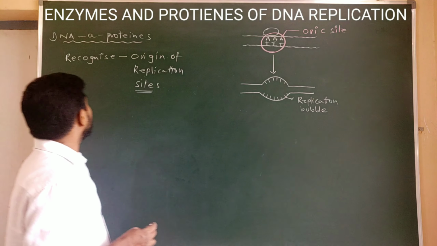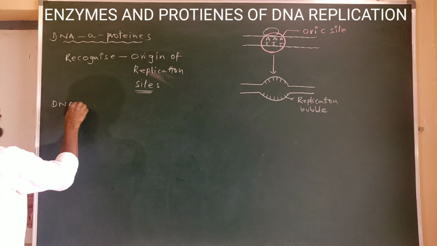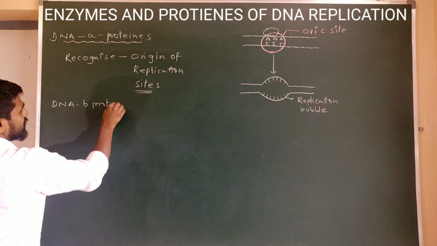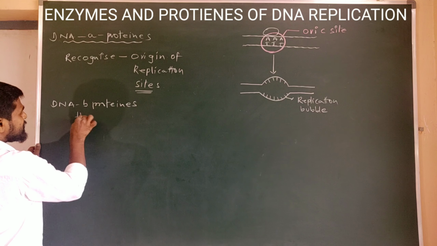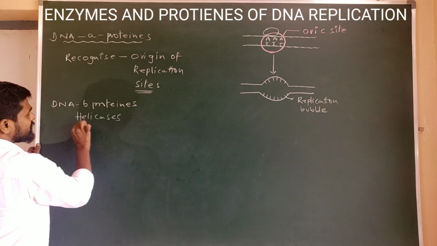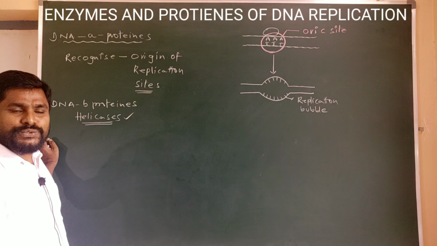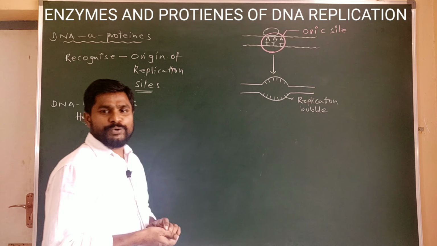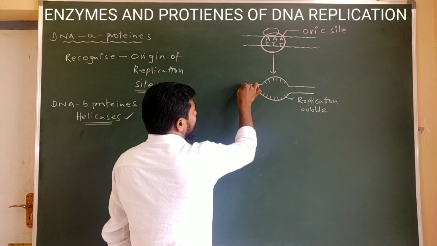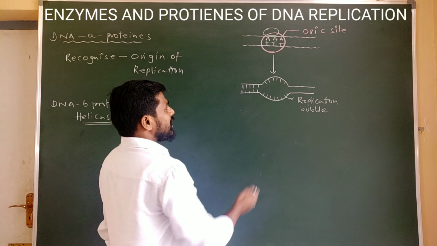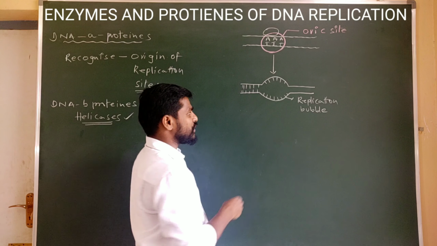And the second type of enzymes or proteins required for DNA replication are DnaB proteins. These are otherwise called helicases. The function of these DnaB proteins or helicases is to unwind the DNA molecule by cleaving the hydrogen bonds beyond the replication bubble. Here I am taking only this half of the DNA molecule going to be involved in replication.